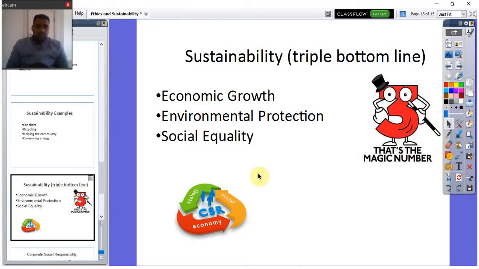Everyone needs economic growth. Without it, we'd all be poor and we wouldn't have any money in our pockets, and we wouldn't have the resources that we need. Even before money, when they had the barter system, people needed resources, and economic growth is part of that. Environmental protection. So whilst we're growing, what we need to do is still protect the environment. We can't grow and be irresponsible in how we do business.